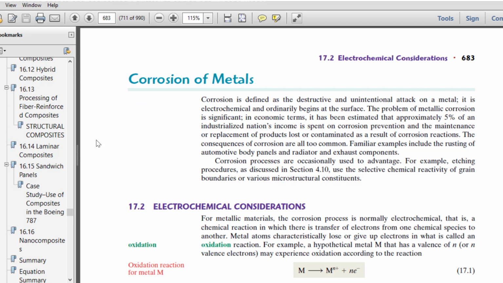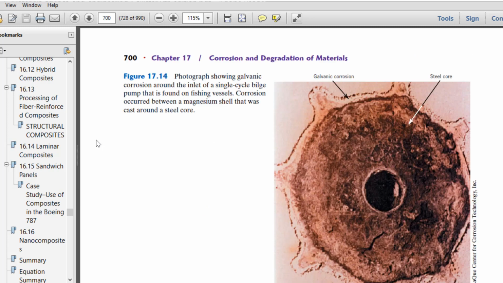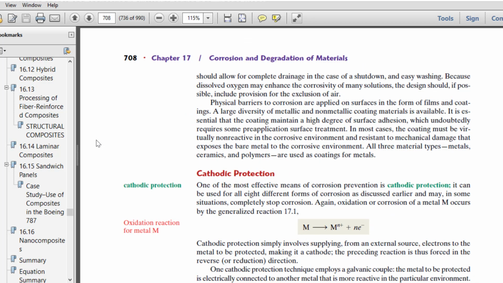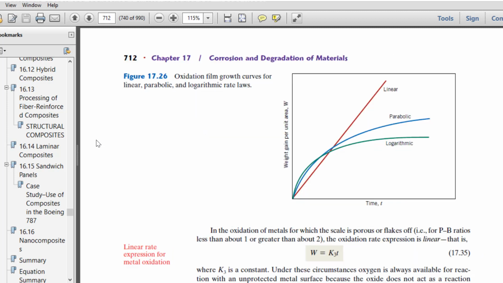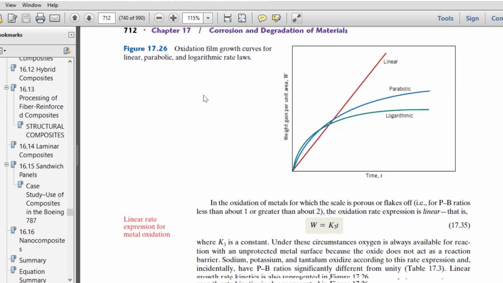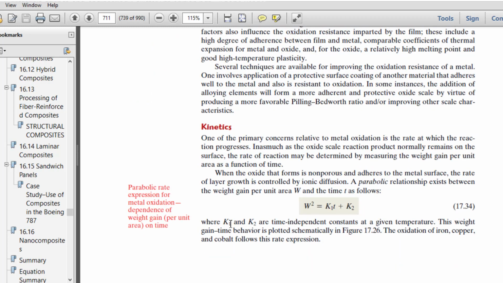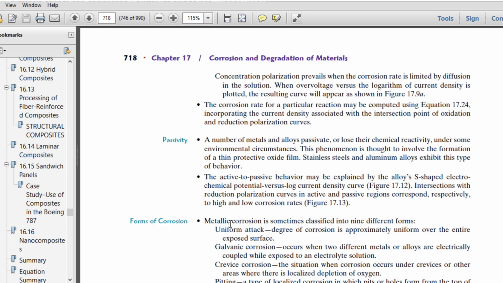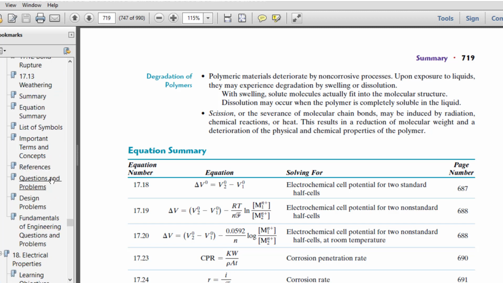So corrosion, I think you will have to read completely. This is the basic you can learn from here, and it is also sufficient to understand corrosion, the diffusion equation in corrosion, then cathodic protection, anodic protection. Okay, then this is the oxidation growth law. So chapter 17, try to read every section.